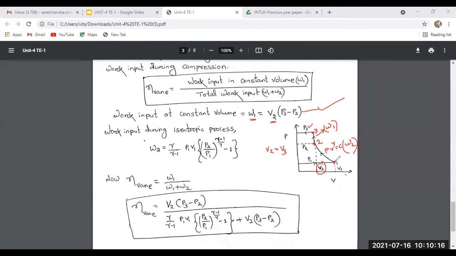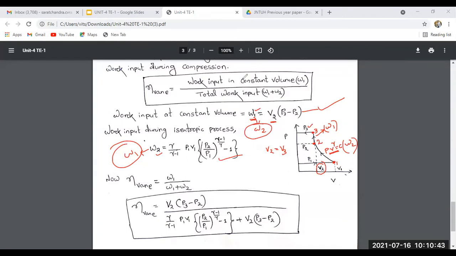And the second work done is from point 1 to point 2, PV to the power gamma equal to constant. The second work done is gamma by gamma minus 1, P1 V1 into [(P2 by P1) to the power (gamma minus 1) by gamma, minus 1]. So for this diagram I have taken this one as W1 and this one as W2. You can also take this as W1 and that process as W2, no problem.